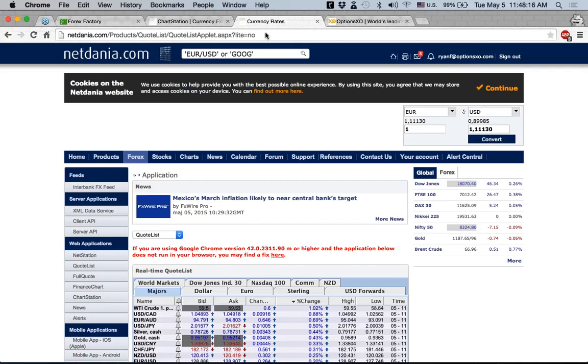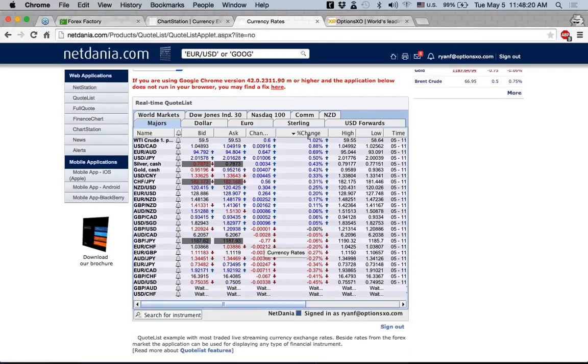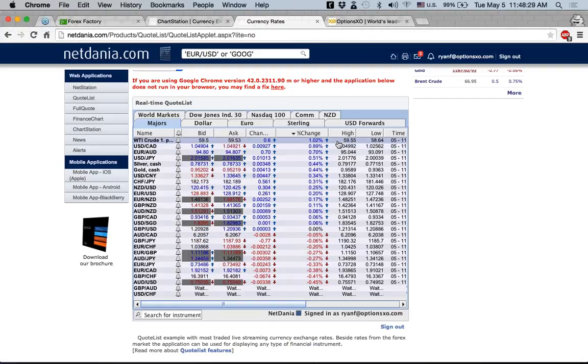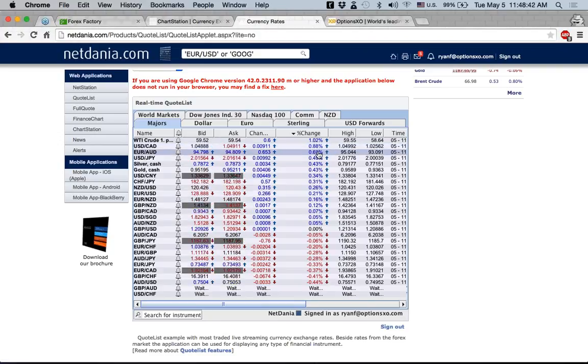If we take a look at the quote list, we can see biggest changes for today. If we take a look at the percent change, looks like WTI crude position is up 1%, high of 59.5, low of 58, so reaching towards $60 for oil. Dollar Canadian dollar up 0.88%. We can see a high of 1.05, a low of 1.025. Euro Aussie up. Dollar yen up, also silver and gold up.